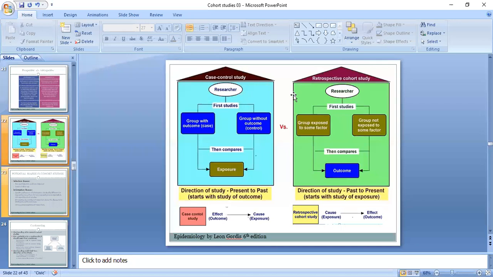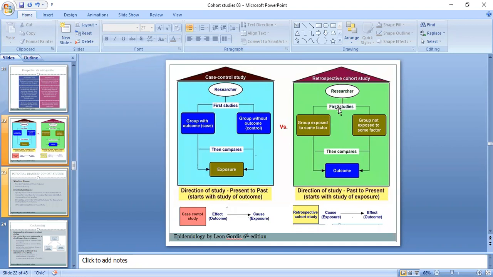Now, let us discuss another difference between the retrospective cohort study and the case control study, because both are retrospective studies. In a case control study, the researcher starts by selecting the groups in which the outcome has occurred. They select the groups based on cases and controls. Cases are those in which the outcome of interest has occurred. Then they look into the past to compare the exposure to the risk factors. So the direction of the study is from present to the past, and it starts with the study of the outcome.